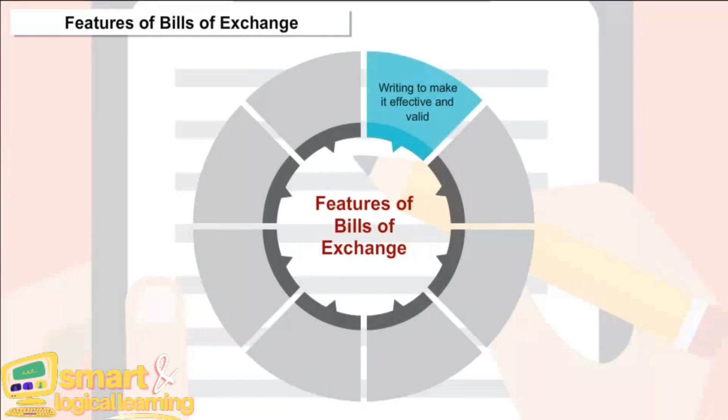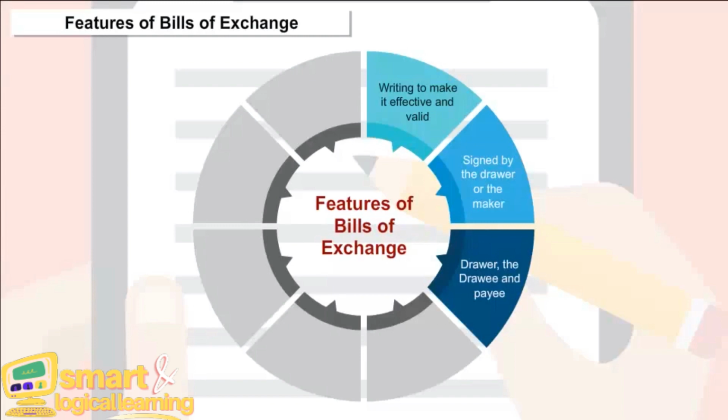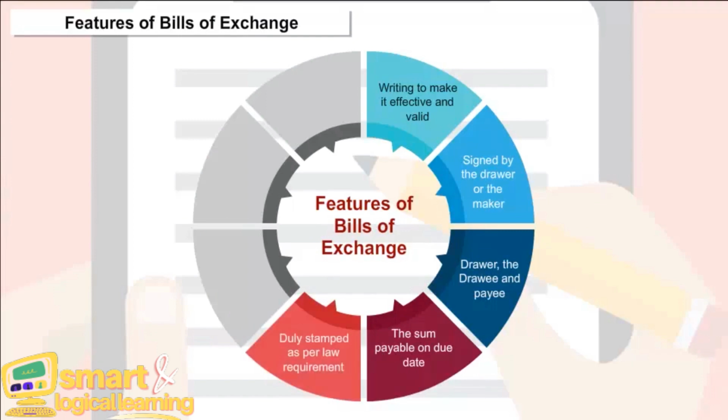Bills of exchange must be in writing to make it effective and valid. It needs to be signed by the drawer or the maker of the bill of exchange. The drawer, the drawee, and the payee, all three must be certain. The sum payable on the due date must be a certain amount. It should be duly stamped as per legal requirement. Date and place should be in order.